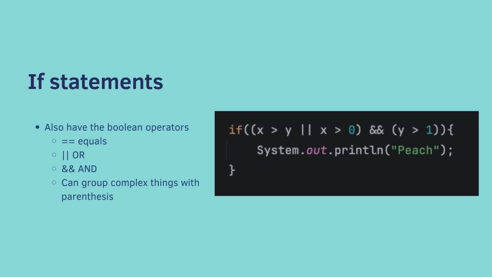Friendly reminder, there are lots of Boolean operators. So you have equals equals, that checks to see if integers or doubles are equal. You have the or, and then the and operators. And this allows you to group complex things with parentheses. So if you look on the right, you can see if x is greater than y or x is greater than 0, and that groups into a single condition, and y is greater than 1, then you can print something out. So just friendly reminder, you can use all of these operators to do pretty complex things.